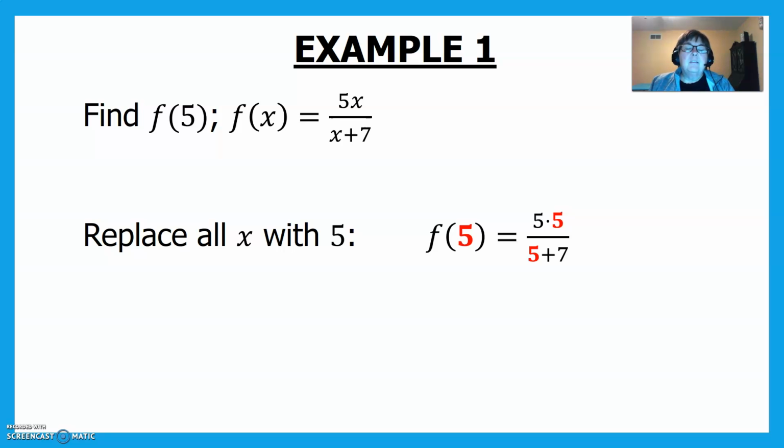So I'm going to go ahead and simplify. F of 5 equals, well, 5 times 5 is 25, and 5 plus 7 is 12. So I get 25 over 12. You can check that on your calculator to see if it reduces. This one does not. You're going to leave it as 25 over 12. You don't turn it into a decimal, and you don't put it into a mixed number. You just leave it as 25 over 12.